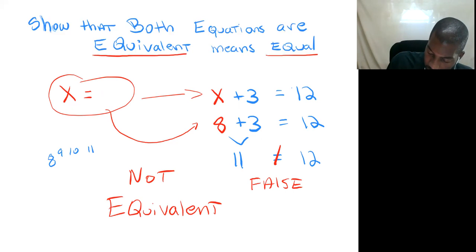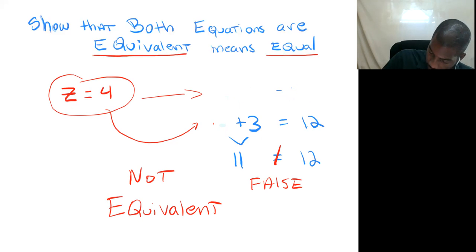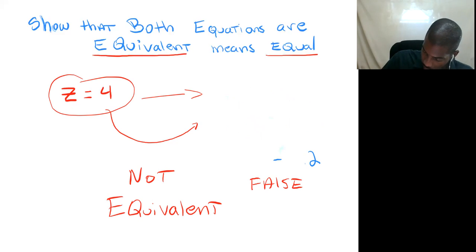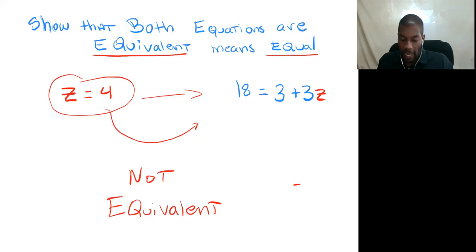Let's change the variable. We'll just get some practice. Let's say it's z equals 4. And the equation is 18 equals 3 plus 3 times z. All right, how do I test to see if these are equivalent or not equivalent?